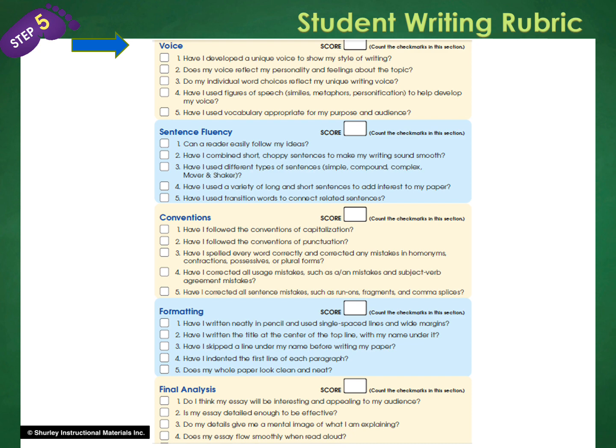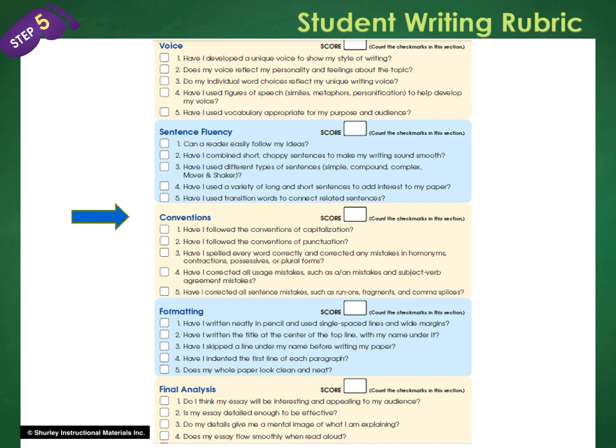The rubric will help students check their voice. They will learn to reread their paper to ensure that their writing reflects their personality and feelings. The next check on the rubric is for sentence fluency. Students will check their writing to make sure they have combined short, choppy sentences and have rewritten long, rambling ones so that their writing is easy to follow. They will also check to make sure their writing is connected and flows with transition words.